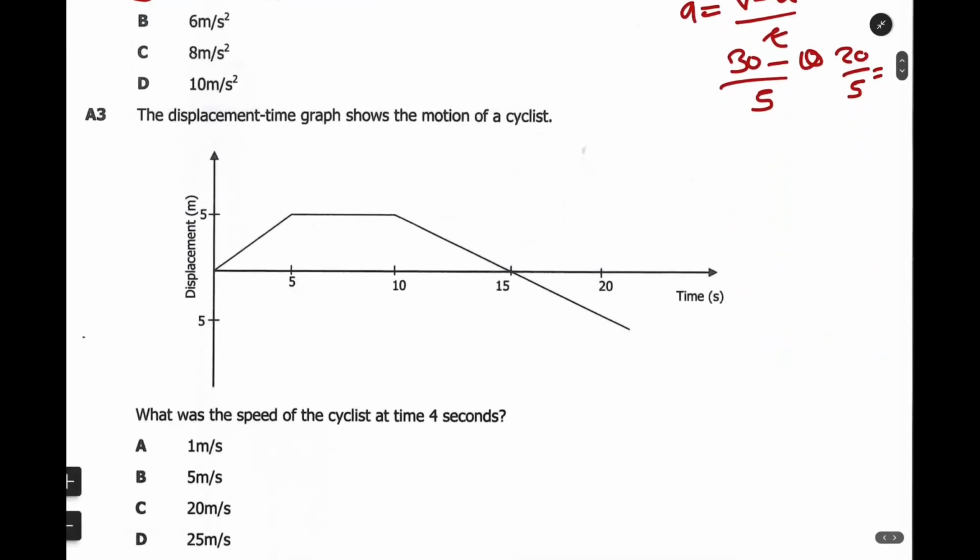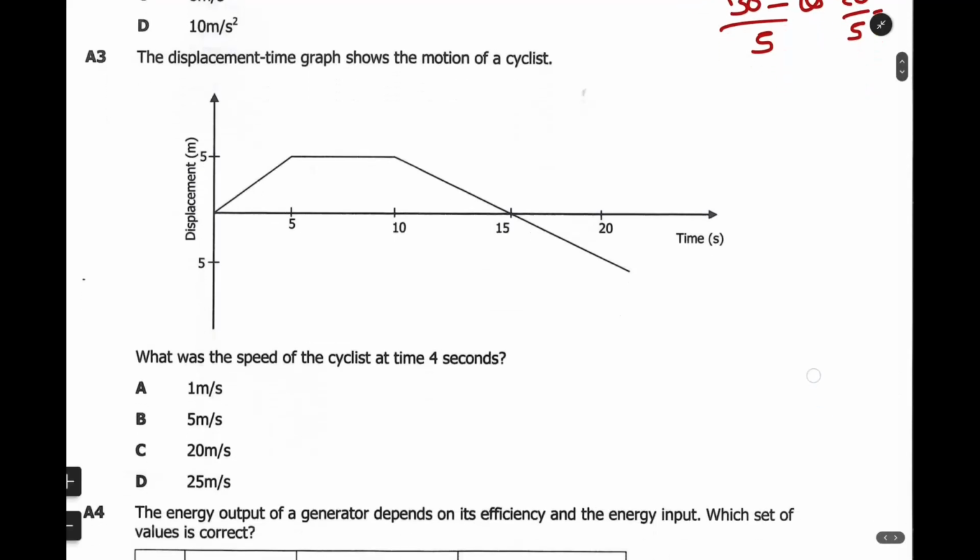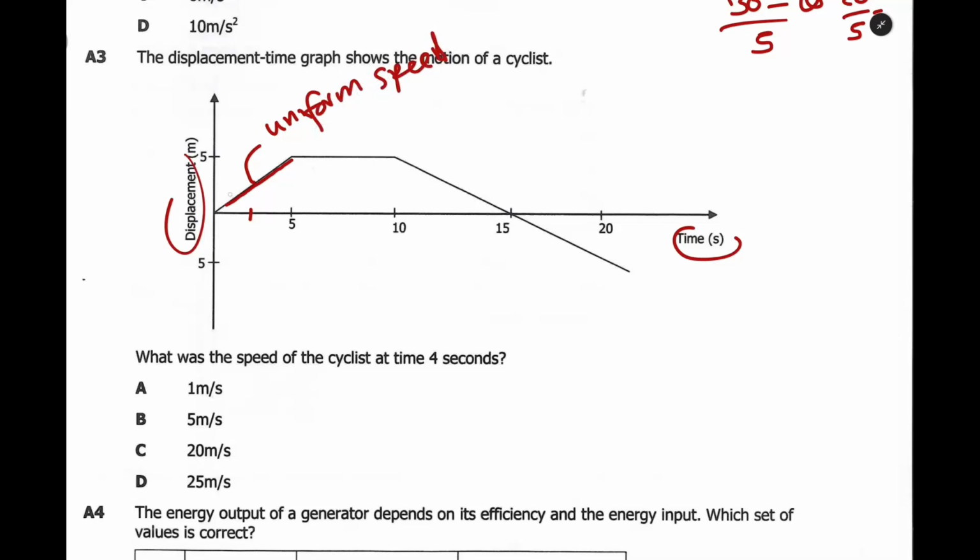All right, let us look at the third question. The displacement time graph shows the motion of a cyclist. So as you can see, what was the speed of a cyclist at 4 seconds? Now, where is 4 seconds? 4 seconds, you expect it to be right this side. Now, if you understand this is the displacement, and of course, this is time. When you see a graph moving like this, just know that this is the uniform speed. Now, uniform speed, it means at all point, speed is just the same.